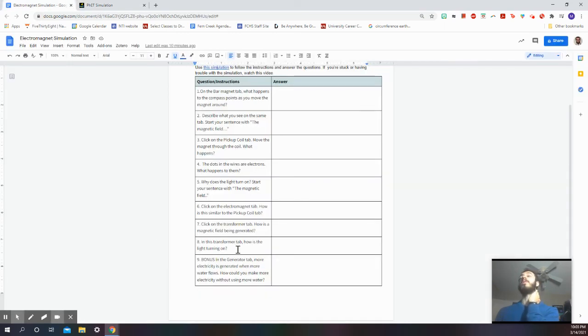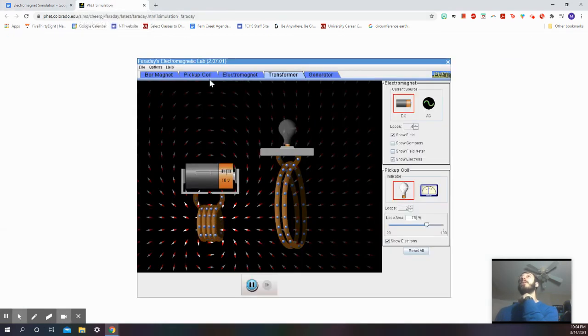So how is the light turned on? Think about what causes that light to turn on in this tab. Think about what we talked about back on the pickup coil tab, and try to apply that to what's going on in this system. And then this is our bonus question.